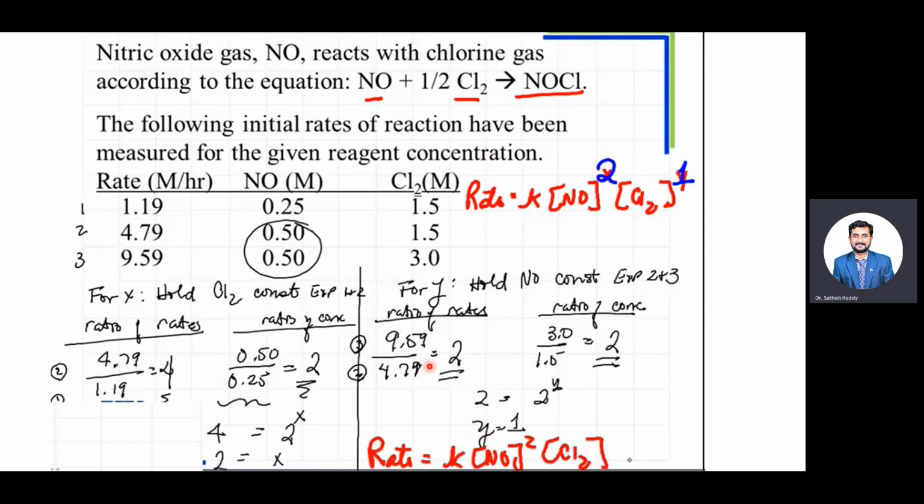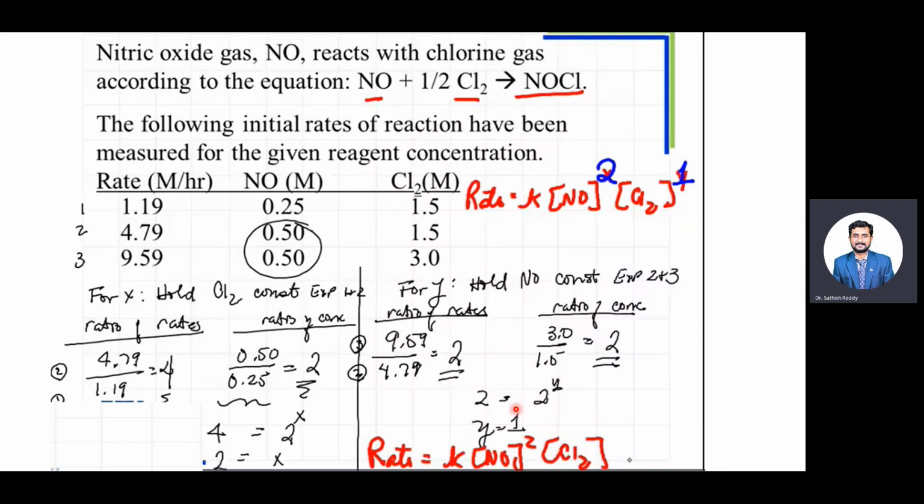Then you see this. So here in this condition, NO is kept constant. Then we can find out the order for chlorine. The ratio of rates of reaction is rate 3 divided by rate 2, that is 9.59 divided by 4.79. It gives 2. The ratio of concentrations, the higher concentration, that is 3 and the other concentration 1.5, it is 2. 2 is equal to 2.